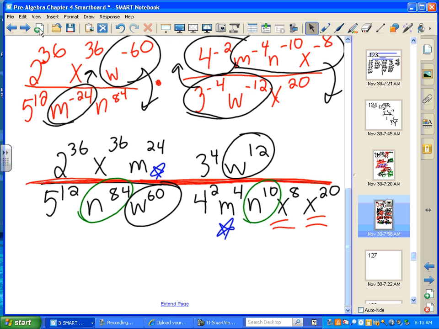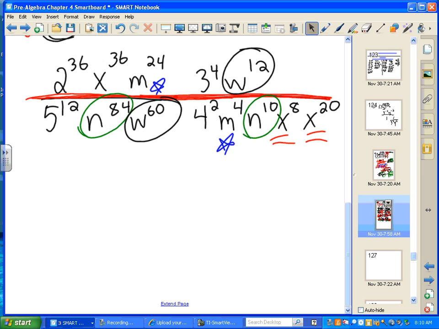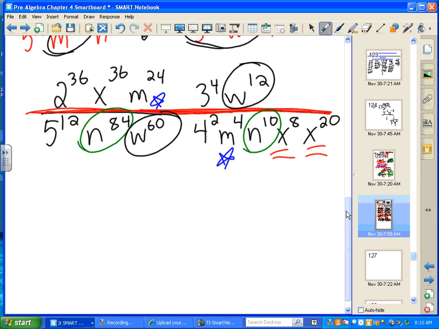Because we have so much to simplify, let's simplify what we have, then we'll simplify more. I know there's more, okay? Let's simplify what we have first. Okay, so just draw a big fraction bar. Let me rewrite 2 to the 36. Em, are you okay? X to the 36.